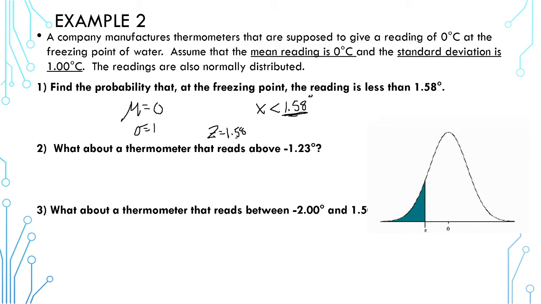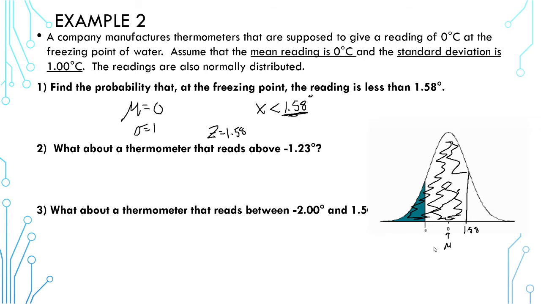So if I want less than 1.58 degrees, then in my graph, this is 0 degrees, the average value. 1.58 would be somewhere right here. I want the probability that it's less than this value, so I want this area right here. I want everything less than 1.58, because this area represents that probability.